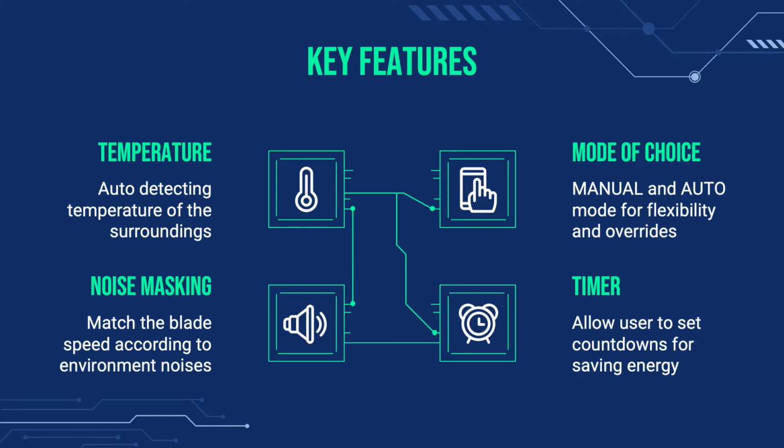The key features are fourfold. The first one will be the temperature detection, which will automatically detect the temperature of the surroundings. And there will be two modes of choices, which will be the manual mode and auto mode for flexibility and overrides for users to actually interact with the fan speed. And there is the noise masking, which will match the blade speed according to the environmental noises, and also a countdown timer to allow users to set countdowns and save energy.